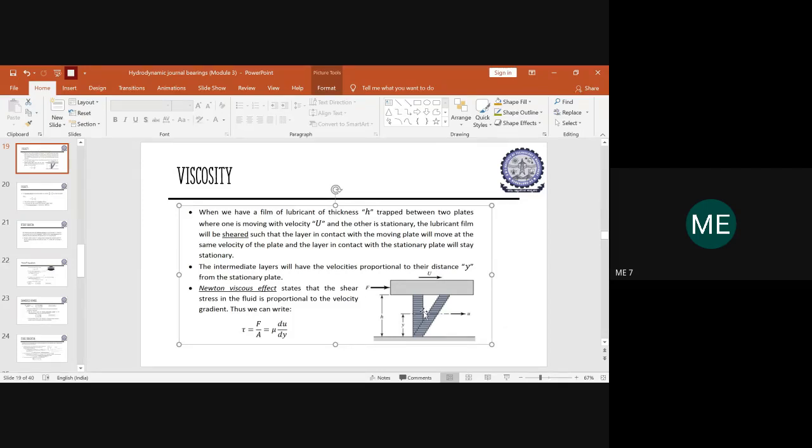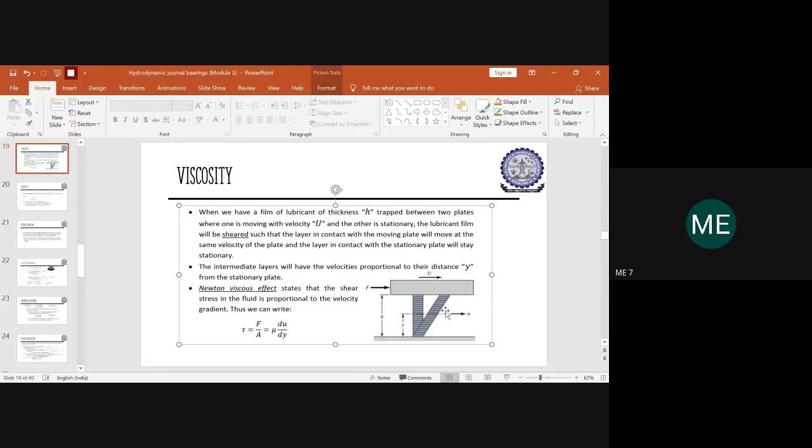Obviously the layer of the lubricant film nearer to the moving plate will move in the same direction in which the moving plate at the top is moving, whereas the lubricant film held near the bottom plate will be stationary. It will not move. One side is moving and the other side is held stationary, and hence shear comes into the picture.